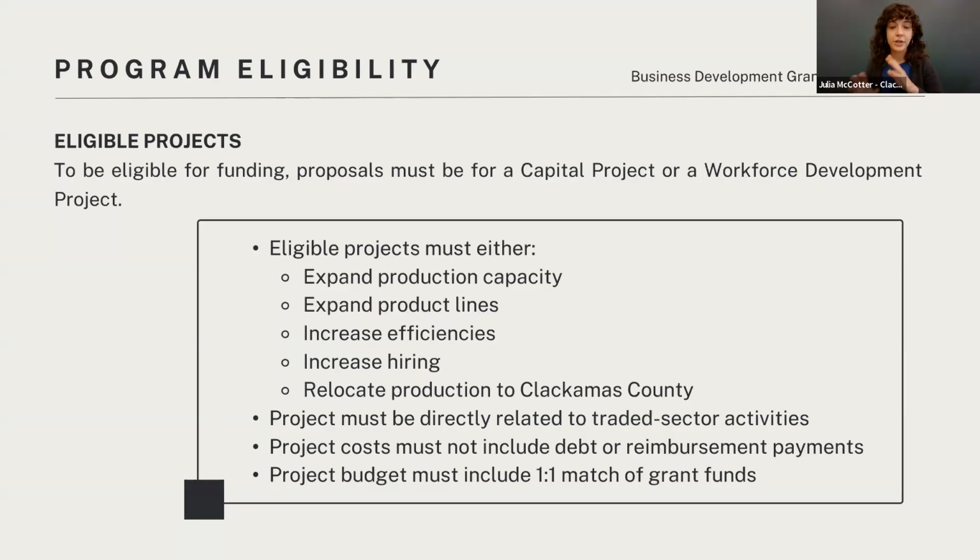Then, as I noted earlier, your project budget needs to reflect your one-to-one match of grant funds. So your project budget total can only be twice as much as the grant funding that you are applying for. If your project budget is $100,000, the maximum grant that you can apply for is $50,000. So your budget and your narrative, everything in your application needs to be in agreement with each other. Otherwise, it's very difficult to score your application.